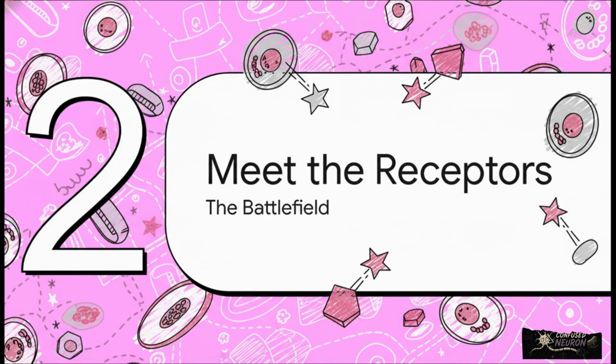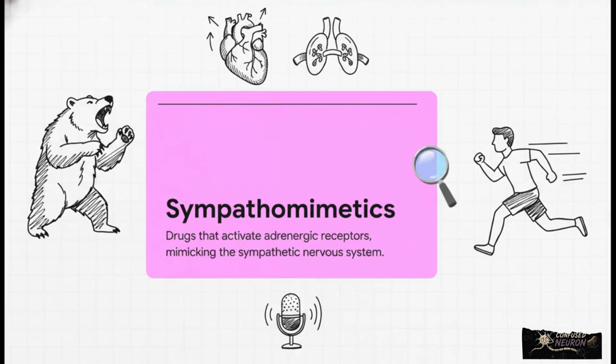Moving to Section 2. Meet the receptors. So before we even think about prescribing drugs to a patient, we absolutely must understand the battlefield. Let's practice a really great study habit right now. You got to say what you write and write what you say. Sympathomimetics. Sympathomimetic. Mimicking. These are drugs that activate adrenergic receptors, basically mimicking the sympathetic nervous system. They produce that classic fight-or-flight response. Your heart rate shoots up, your airways open wide, and you are ready to either fight a bear or run as fast as you can away from it.